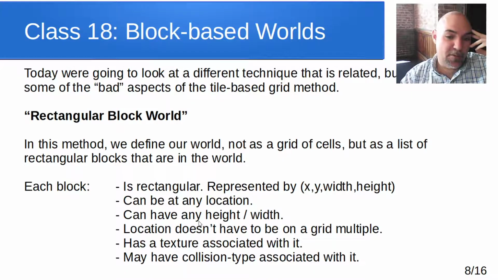Since they're just rectangles, they can have any width and height. The location doesn't have to be on a grid multiple, but it still has a texture associated with it, and it might have a collision type associated with it. In other words, you get background blocks and foreground blocks that you interact with.